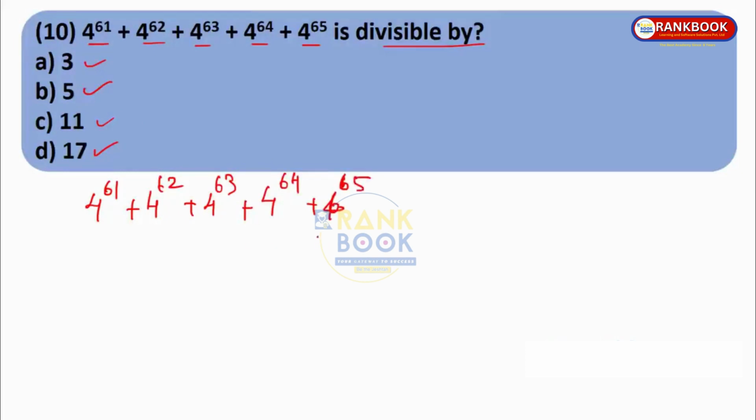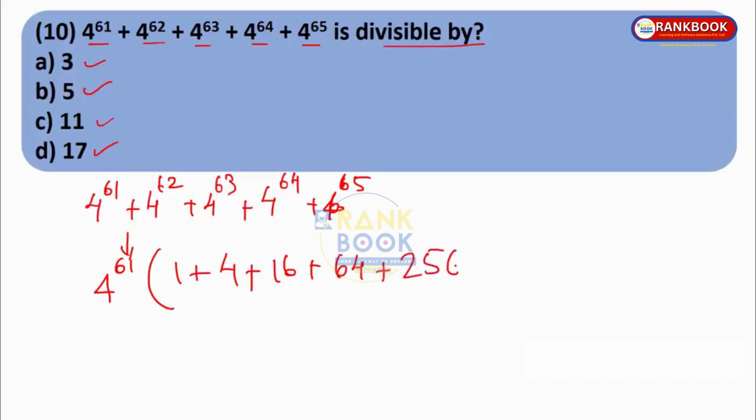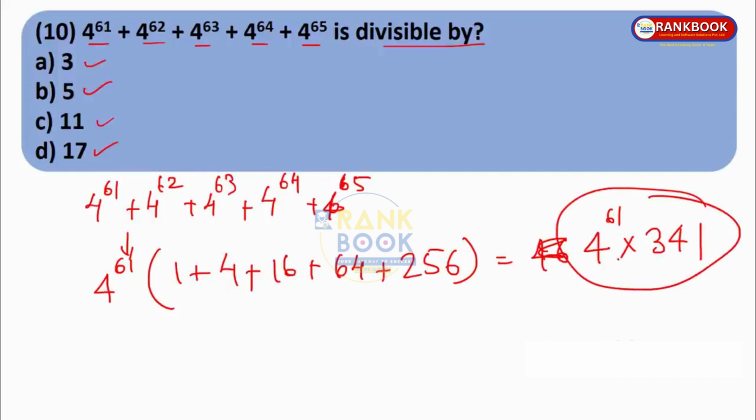Now over here it is very difficult to calculate 4 raised to 61. So it is much better to simplify this series. Let's take 4 raised to 61 common. What you will get? 1 plus 4 plus 4 square, that is 16, plus 4 cube is 64, plus 4 raised to 4 is 64 into 4, that is 256. That would be 341. So we get 4 raised to 61 multiplied by 341. Now we have to find which of the following this number is divisible by.